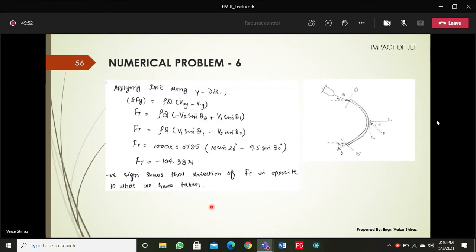Now, everything else is very simple and is similar to what you have done. The difference is that you are not using v directly, you are using the values v1 and v2 separately. Now, if you see in this case, Ft is coming out negative. What does this negative sign show? This negative sign shows that the direction which you have assumed for Ft is not correct.